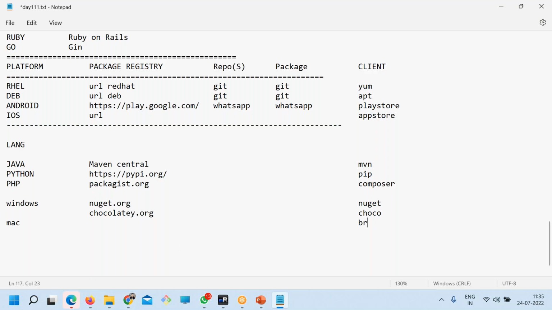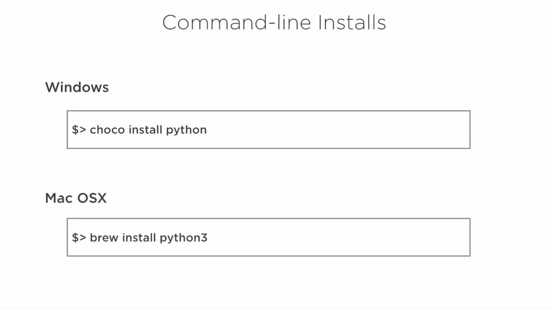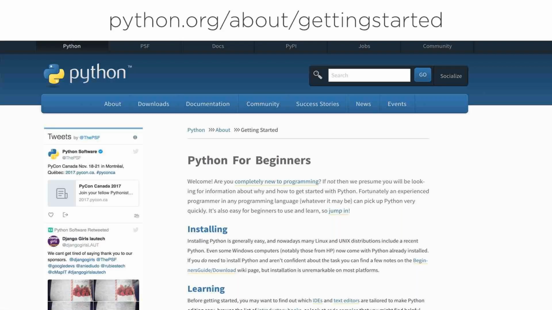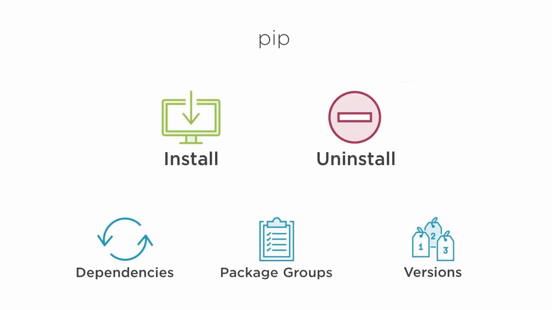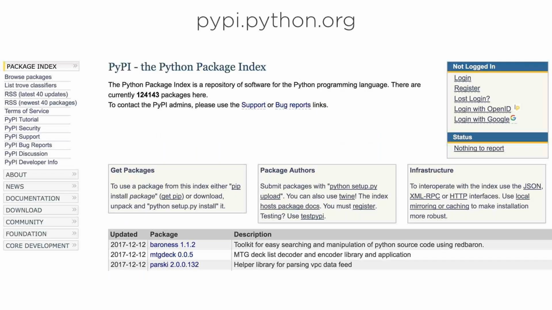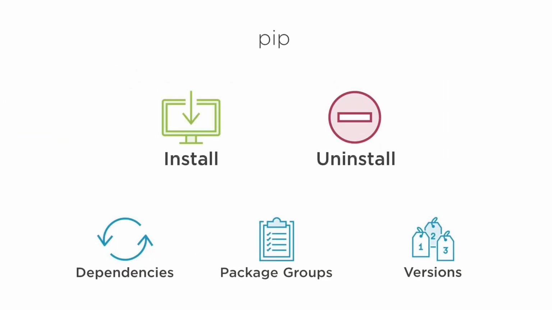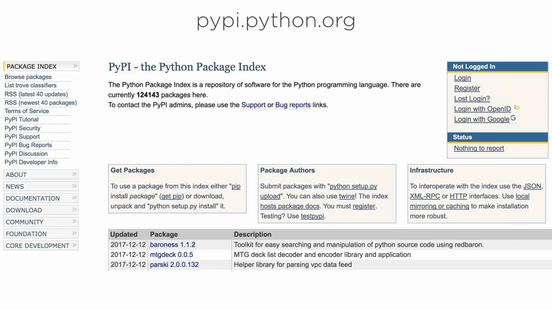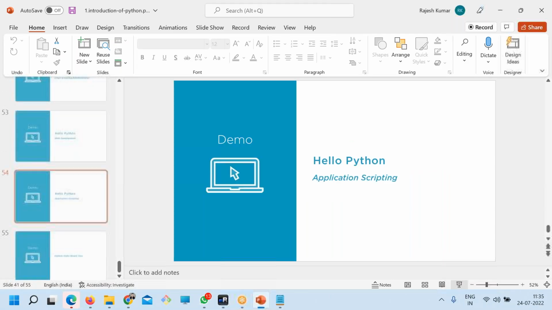So now probably you will understand these slides easily. If you want to install any package on Windows, you can use choco install python. Python is installed. On Mac, we install python3. Python installed on Mac, simple. So you understand more or less this, some documentation and stuff like that. And pip you can use for installing packages and uninstalling packages. Very well, you can do that. Okay, done.